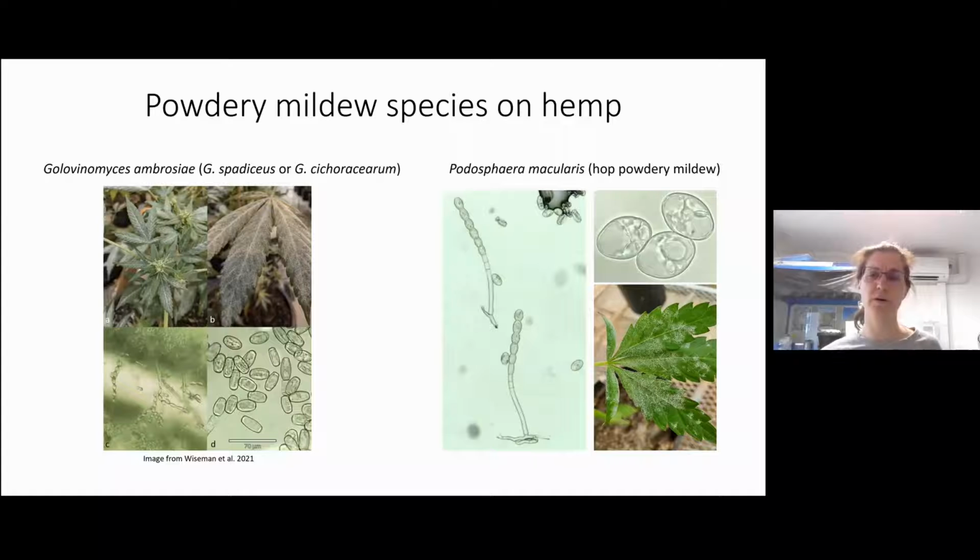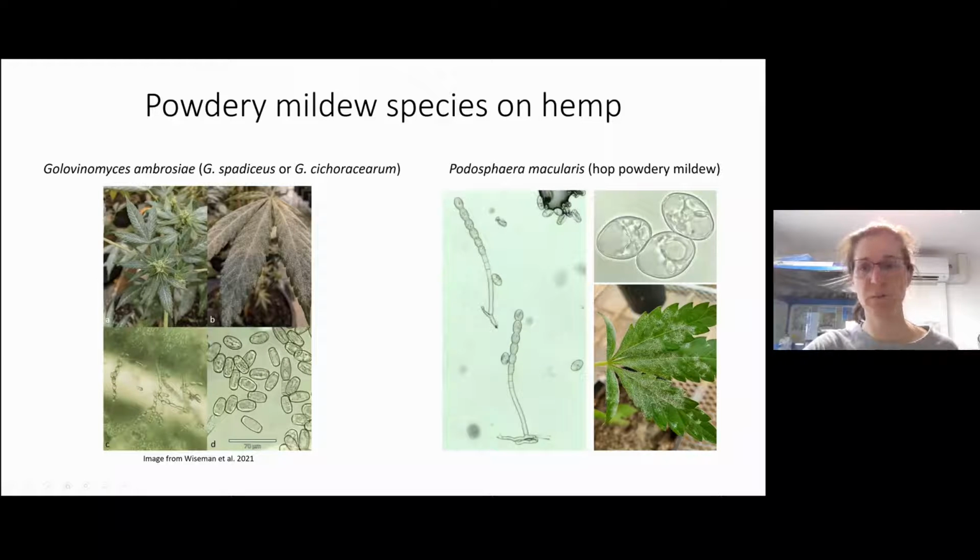As some of you may know, and I think that Jess alluded to in her previous presentation, hops and hemp are really closely related to each other, in that they're both in the same plant family, Cannabaceae. So hop and cannabis are the most closely related to each other in terms of economic or commercial crops that we know of. So it is interesting that this Podosphaera macularis appears to be showing up on hemp too.